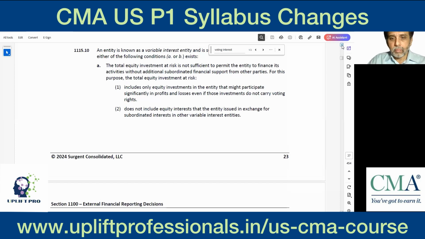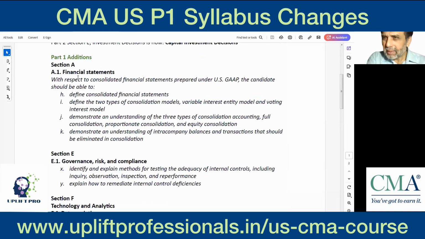Okay. So now what's the next change? Let me just go to it. Yeah, Section A, this was it. Consolidation. Consolidated financial statements. What do you mean by the word consolidated? Joining together two separate companies' financial statements and showing it as one economic or accounting entity. So that is the meaning of consolidation. It was there in the old syllabus and I used to do it, but now it's more deep. That's all.